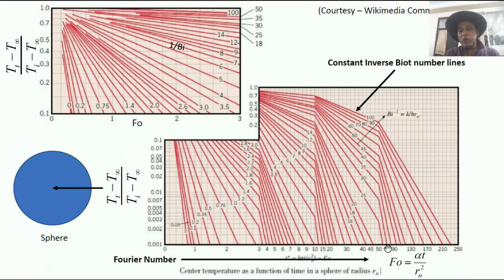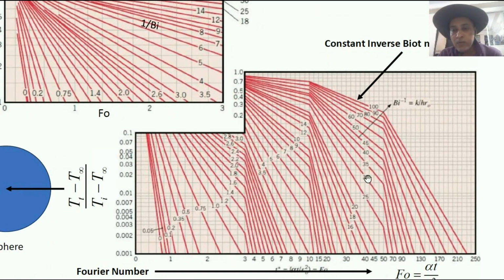The x-axis of this Heisler chart is the Fourier number, which is given by alpha t by r naught square. And you can see these are some lines changing their directions. These are called constant inverse Biot number lines. If you take this line, you can see the inverse Biot number is 30. For this entire line it will remain 30.